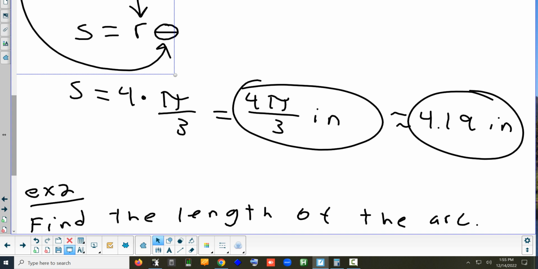So which one is correct? They're both correct. It depends if they want the exact answer or an approximate answer. Any questions on that one?